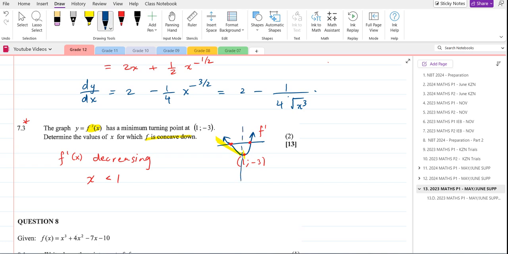So the minimum turning point is correct. It's a turning point which is a minimum, and we are looking at the derivative graph. Nice question. Moving on to question 8.